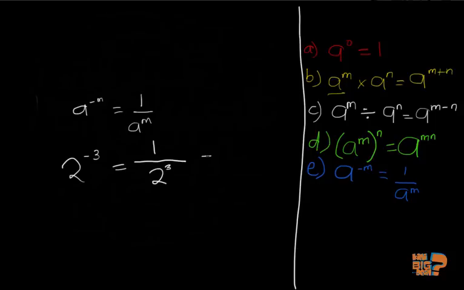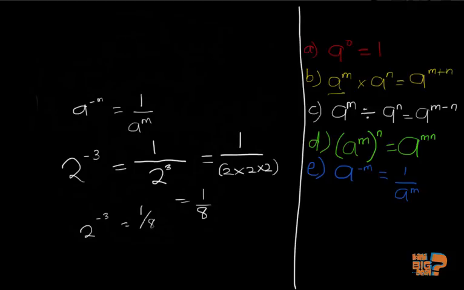Okay, so you can now pretend we are back to our normal indices. This is 1 divided by what? 2 times 2 times 2. Okay, so 2 times 2, that's 4. 4 times 2, 8. So this is 1 over 8. Okay, so 2 raised to power minus 3 is equal to 1 over 8.